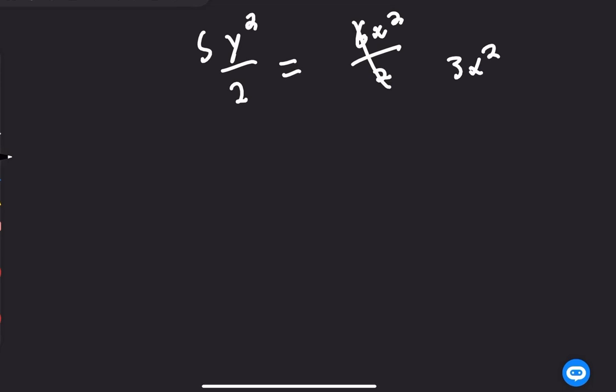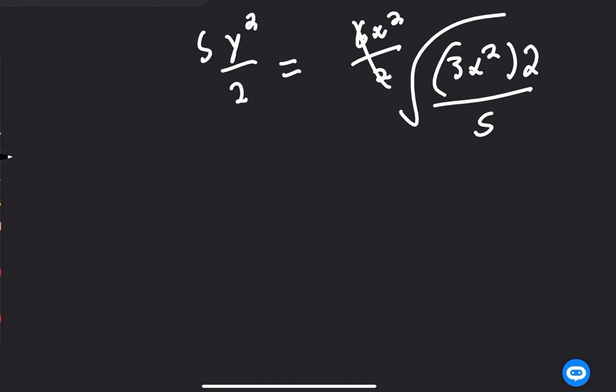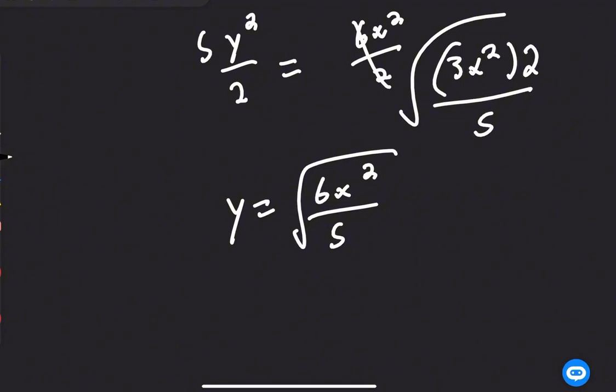Okay, and now you want to solve for y on its own. So what do we have to do? We have to times this by 2, divide by 5, and then square root. So you end up with y equals the square root of 6x squared over 5, and that would give us our y variable. So it's a pretty easy thing, but it can get complex in the long run. So we'll go over a couple more problems and see what it looks like.